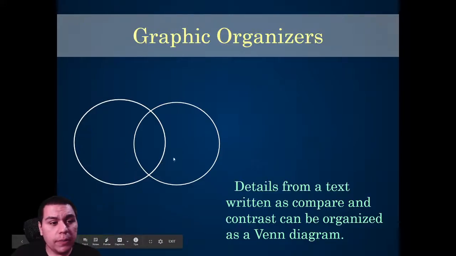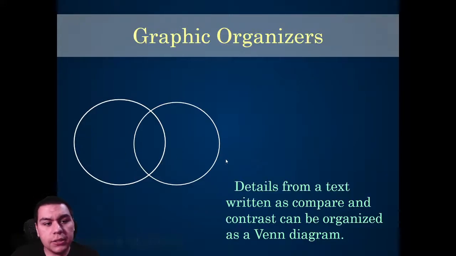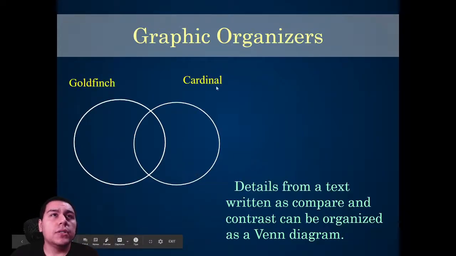We've seen this before. When you compare and contrast, you use something called a Venn diagram. We've used this before in class. The Venn diagram can help us show what is true only about one, what is true only about the other, and then in the middle, what is true about both of them. So we could have the cardinal on one side, the goldfinch on the other, and in the middle, what's true about both.